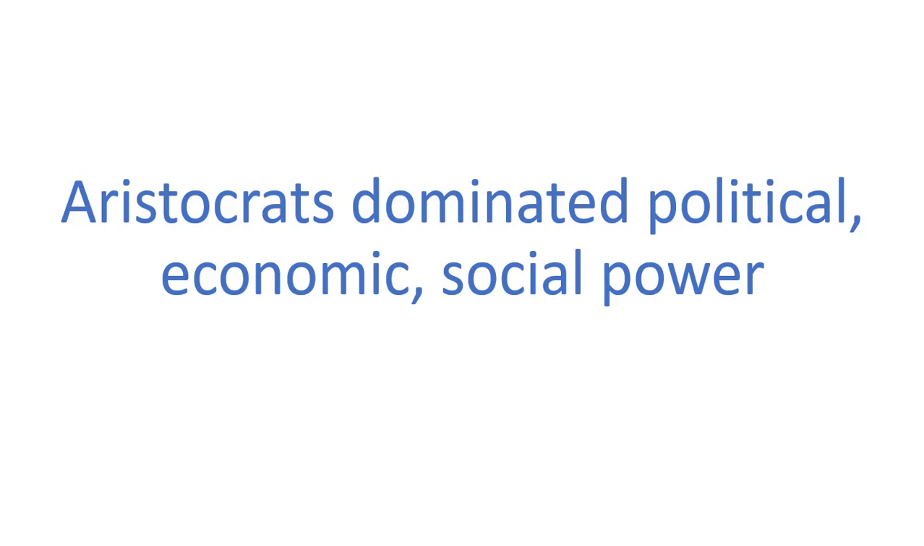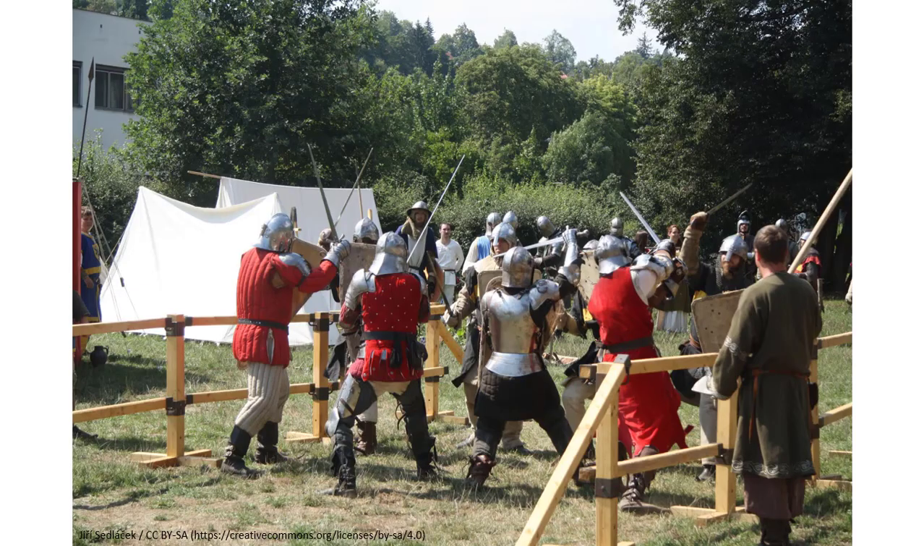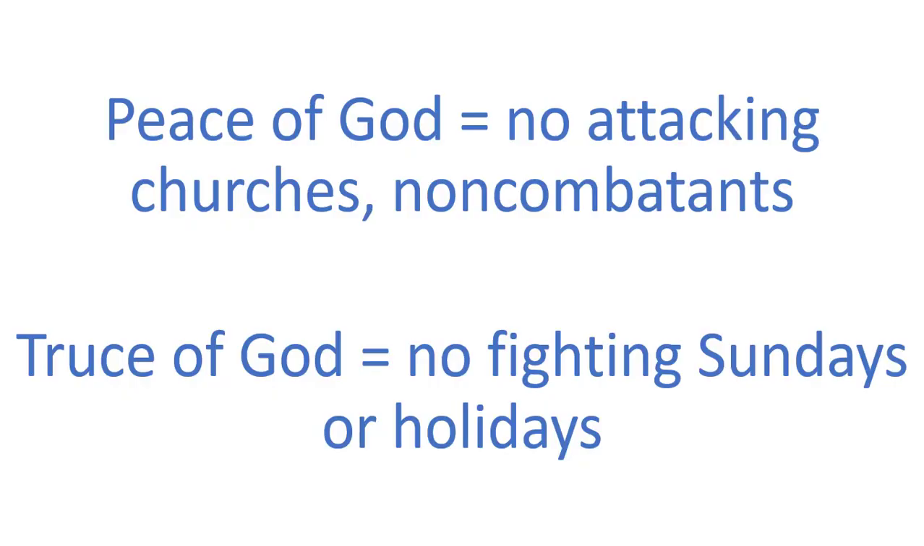Due to their status as society's defenders, warfare and fighting made up the bulk of what aristocrats did during the High Middle Ages, leading them to be a violent group in general. The Catholic Church tried to limit this violence by instituting the peace of God and the truce of God.